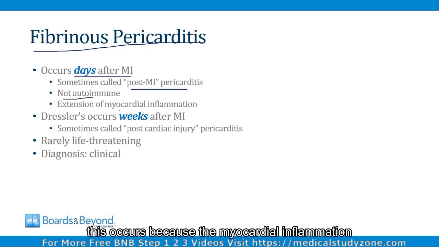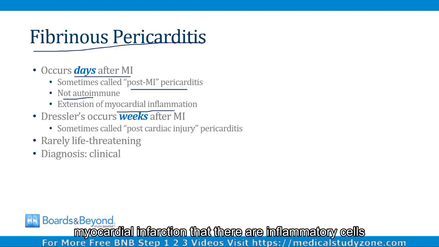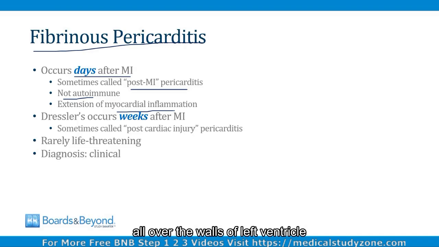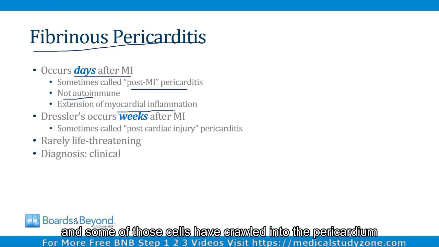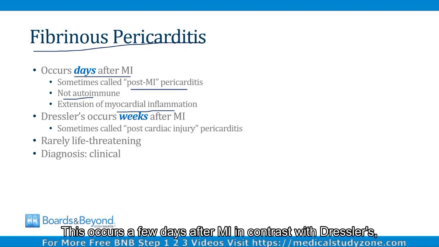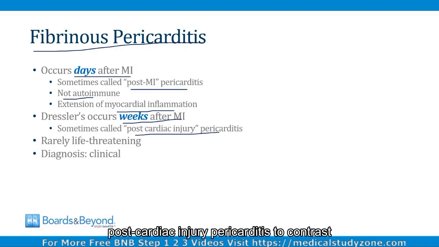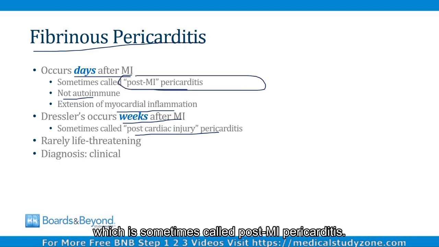This occurs because the myocardial inflammation has extended into the pericardium. Basically, the patient has had such a large myocardial infarction that there are inflammatory cells all over the walls of the left ventricle, and some of those cells have crawled into the pericardium and caused symptoms of pericarditis. This occurs a few days after MI, in contrast with Dressler's, which is a few weeks after MI. Dressler's is sometimes called post-cardiac injury pericarditis, to contrast with fibrinous pericarditis, which is sometimes called post-MI pericarditis.